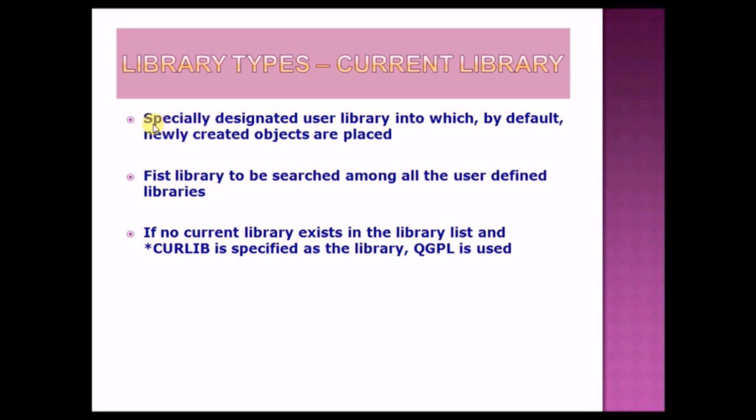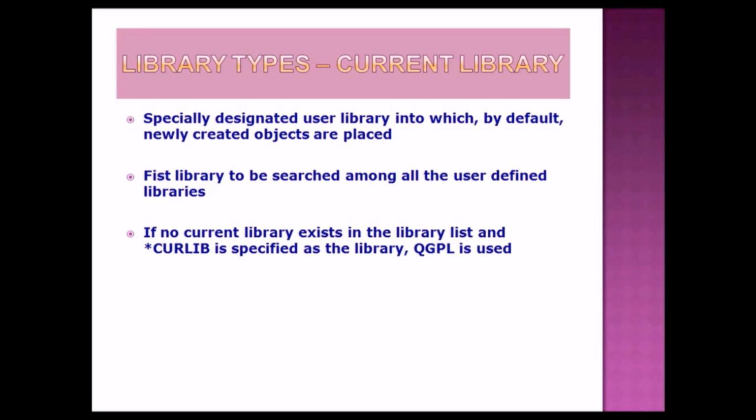Okay, let's go with the PPT now. Basically, the current library is a specially designated user library into which, by default, newly created objects are placed. It is the first library to be searched among all the user defined libraries, and if no current library exists in the library list and star curlib is specified as the library, then QGPL is used. It means that if you're doing some operation like creating an object with star current library specified in the library portion, then that object will be created in QGPL in case no current library is assigned.